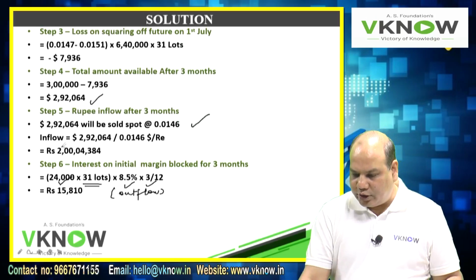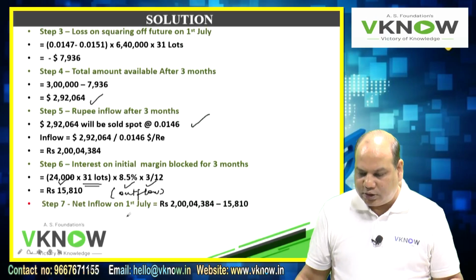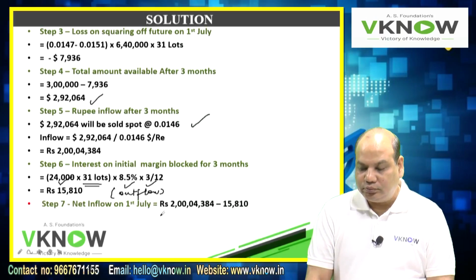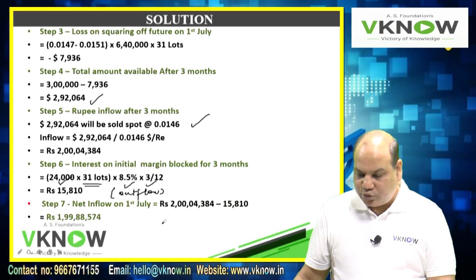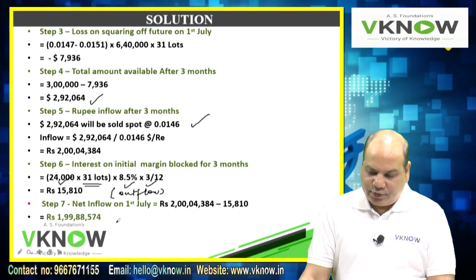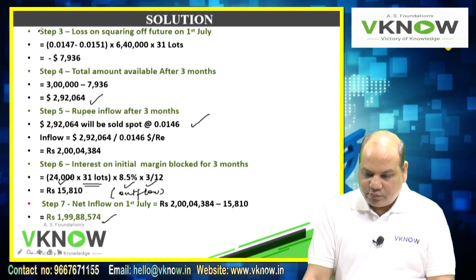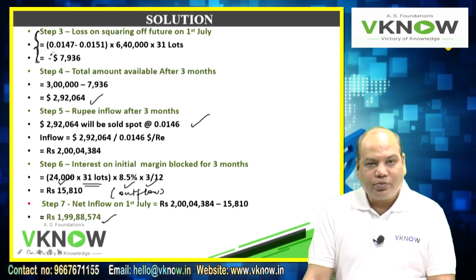This was inflow, already written. So what is my final answer here? Net inflow on 1st July. Write the calculation: 2 crore 4,384 minus 15,810. Come on, solve. This comes to 1 crore 99 lakh 88,574. This answer is not matching with the printed answer because even the institute has made this mistake. They have treated this as profit instead of loss.